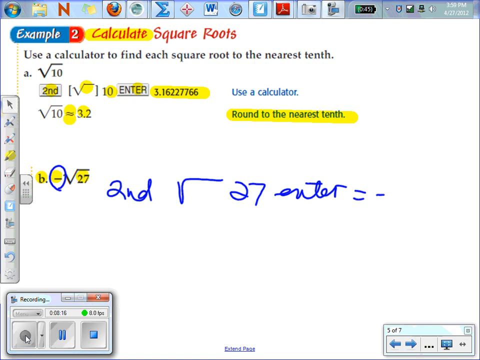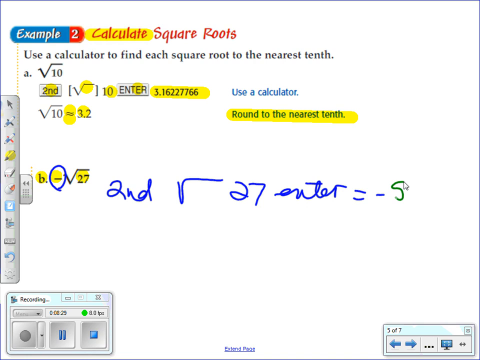Sorry about that. I had to go get my calculator from the desk. So that is 5.196. And if it asks me to round it to the nearest tenth, that's going to be negative 5.2.